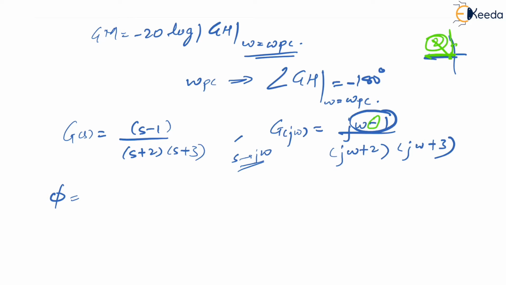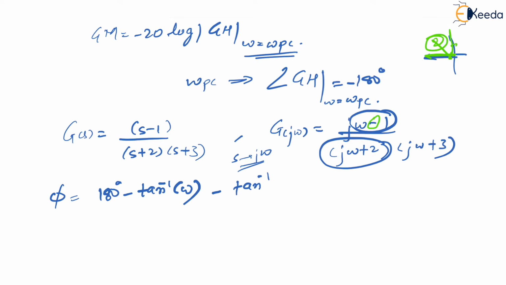So for the numerator I can write 180 degrees minus tan inverse of imaginary part upon real part. Imaginary part is omega, real part is 1. Is that correct? Yes. Now what about the next one?